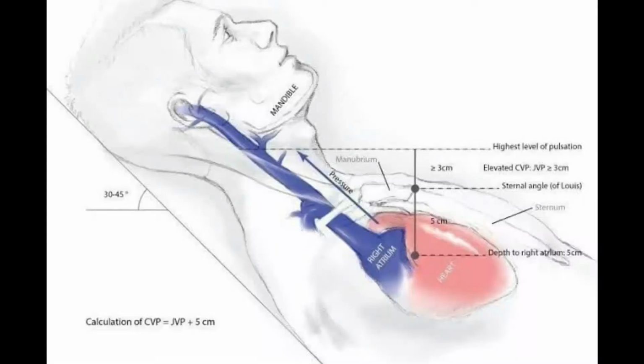The jugular venous pressure measured at less than 3 cm above the sternal angle, or more than 8 cm in the total distance above the right atrium, is considered elevated above normal.